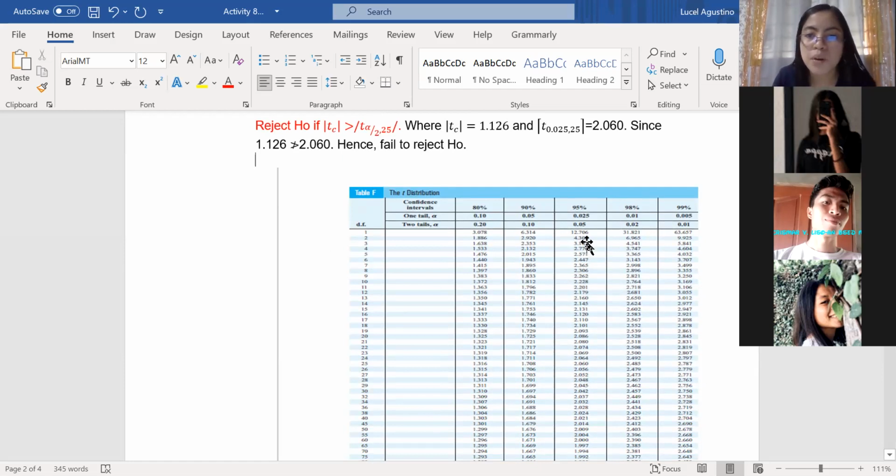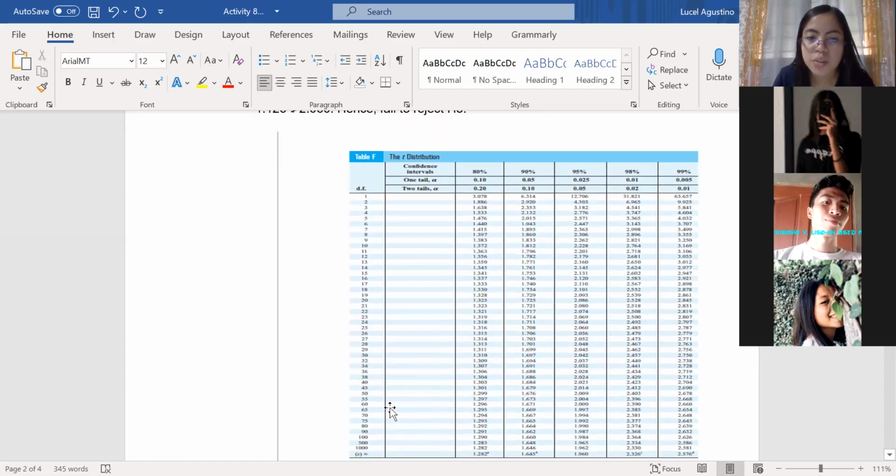So for example, two-tailed kita. And so we have this one, 0.05 two-tailed, 0.025. Then ang 25 nga value nga DF or degrees of freedom, then we have 2.060. So can you see the value 2.060? Sa number 25, ma'am.